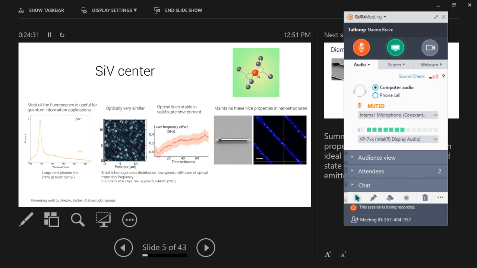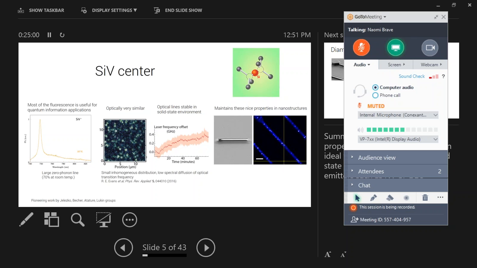And that makes the optical lines quite stable. You can see that it's wandering, but if you look at the y-axis here, this is a few hundred megahertz. For NVs, this tends to be 10 or 100 times worse. And it's important to have your optical line stable if you want to build a quantum network with these systems. And lastly, it maintains all these nice properties inside nanostructures, which is certainly not true for nitrogen vacancies and a wide variety of solid-state systems.